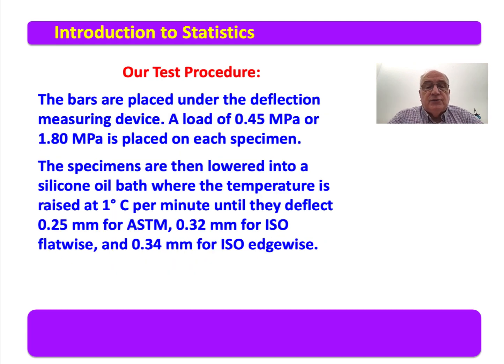Our test procedure: the bars are placed under the deflection measuring device. Now, this is just telling how they would do it in industry. A load of 0.45 MPa or 1.80 MPa is placed on each specimen. The specimens are then lowered into a silicone oil bath where the temperature is raised at 1 degree centigrade per minute until they deflect 0.25 millimeters for ASTM, 0.32 millimeters for ISO flatwise, and 0.34 millimeters for ISO edgewise. Now, all that's doing is telling you how we're going to test it.